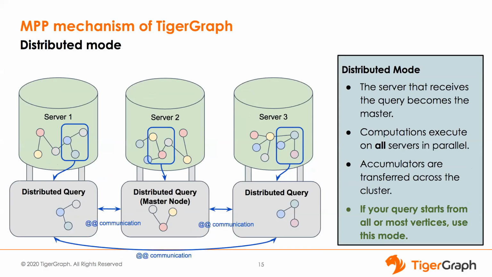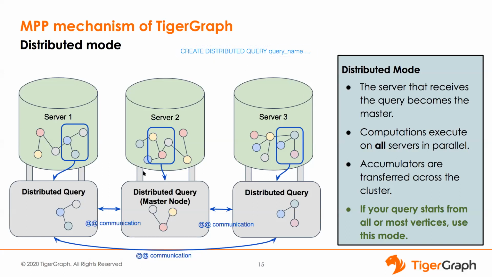And similarly, we have distributed mode. As I mentioned, the default mode is single server mode. So to enable the distributed mode, when you create your query, you just need to use the keyword DISTRIBUTED QUERY, followed by the query name. And anything else stays the same. Just use this distributed keyword in order to enable the distributed mode.